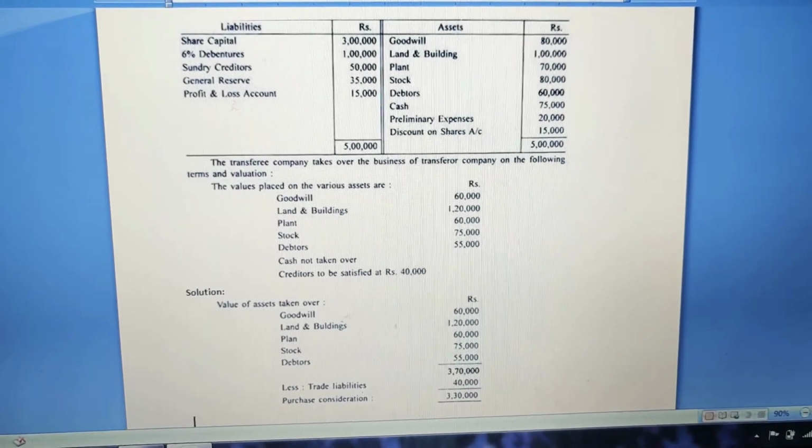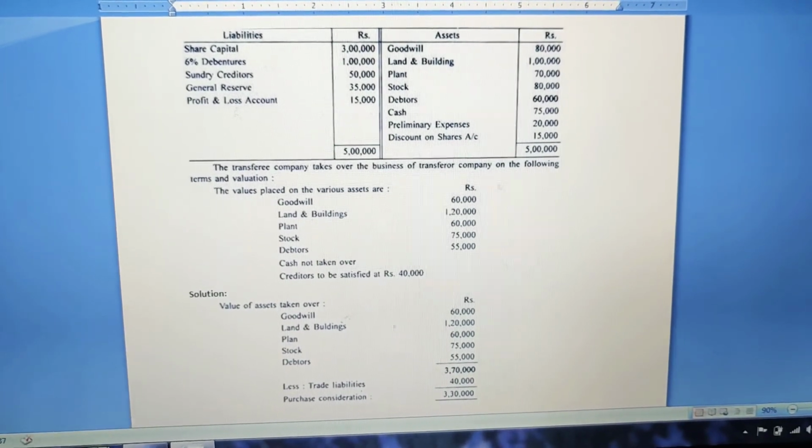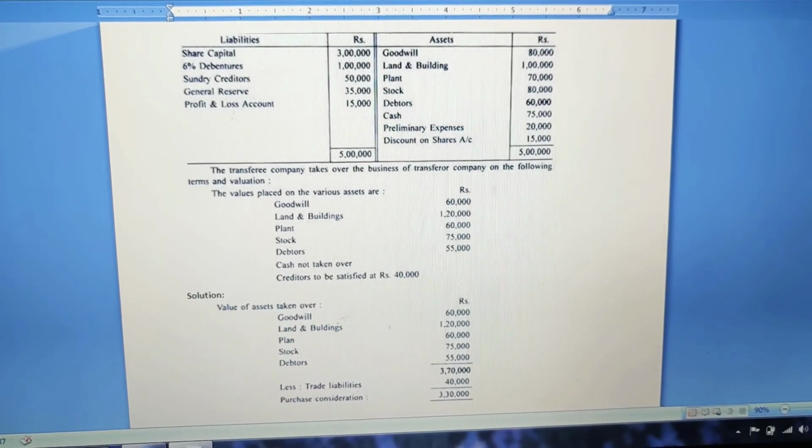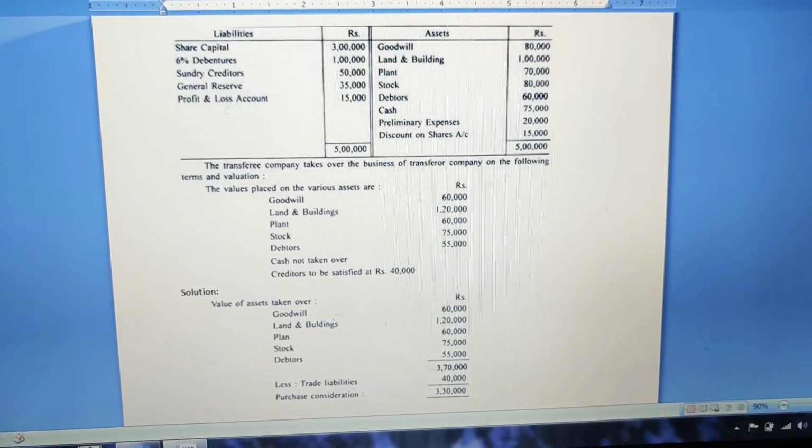So the transferee company is taking goodwill, land and building, plant, stock, and debtors.